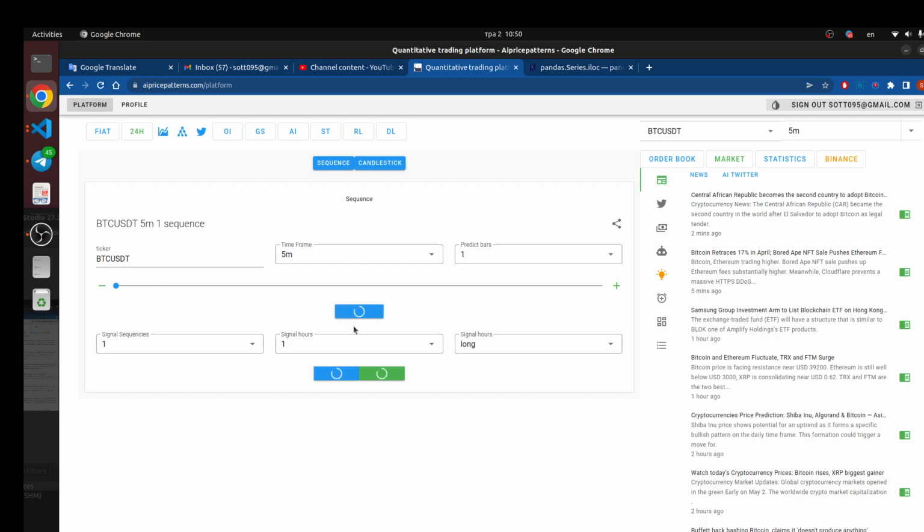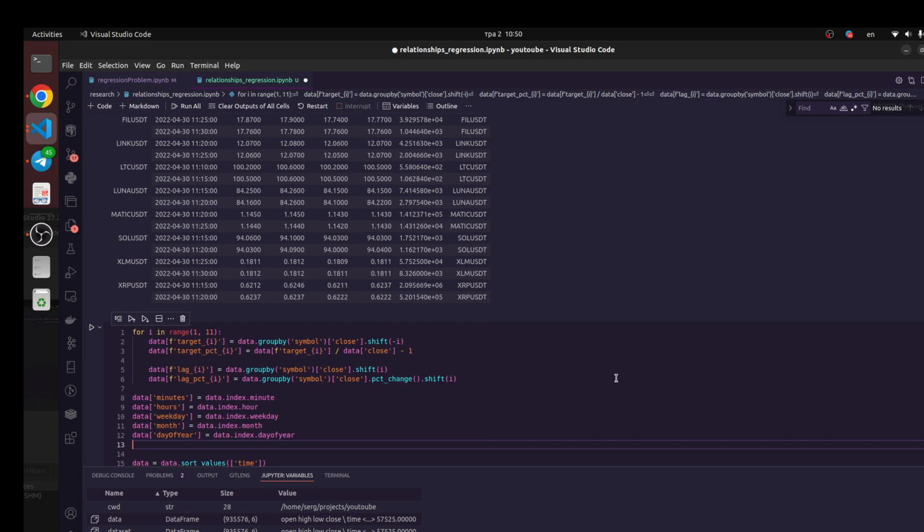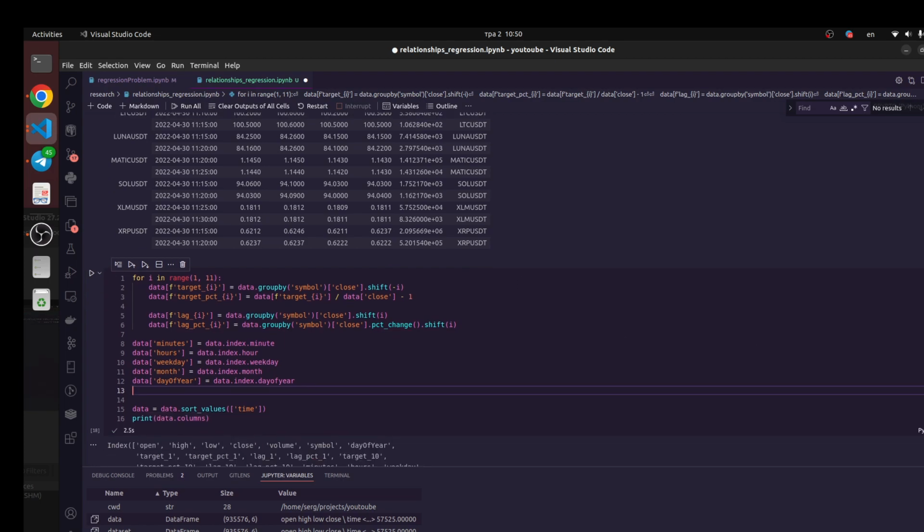Okay, it takes some time because we don't load data from the server for the first time. Okay, let's wait. Maybe it takes some time, so I'm going to show you some results.